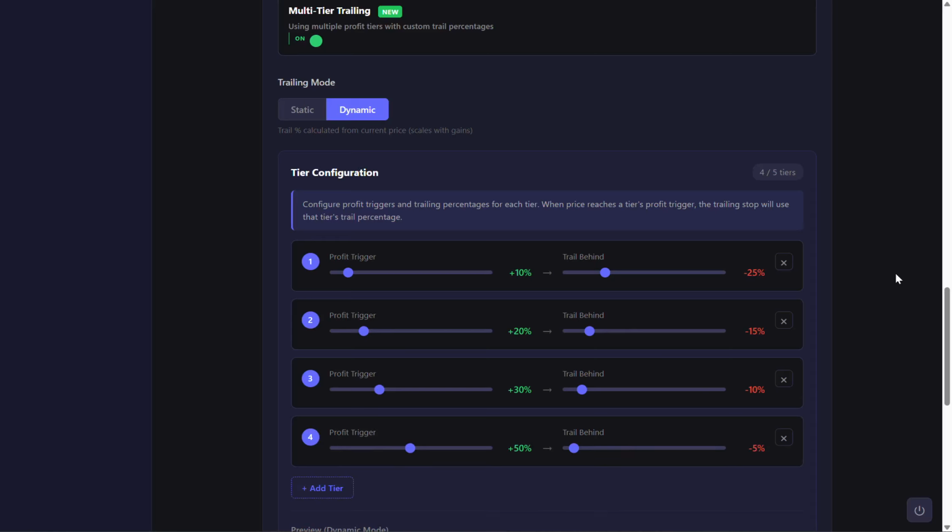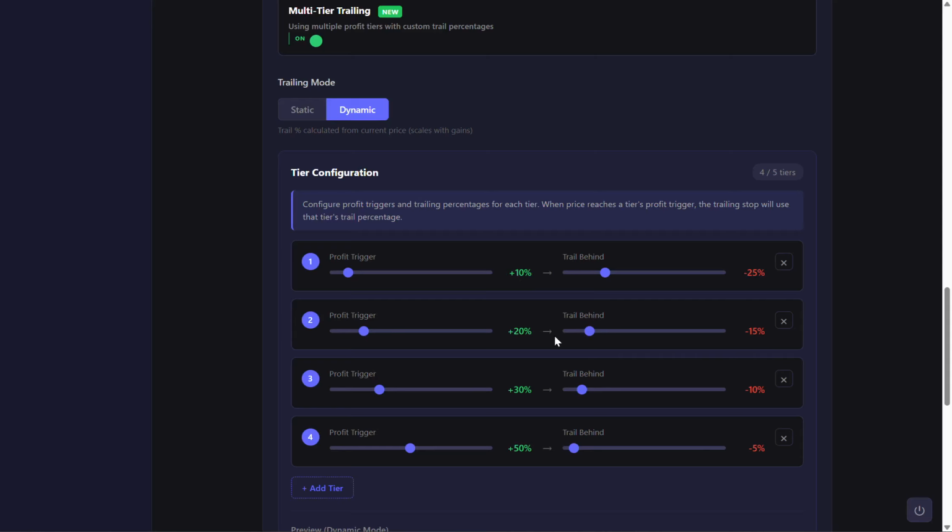Okay, so what this is going to do is as price is moving up, you'll have different trail triggers that will tighten as it goes. Okay, so it'll get much closer to the current price. So it's going to be from 10% up to 19% profit. You're going to be trailing by 25%. Once it hits 20%, you're now going to be trailing by 15%.